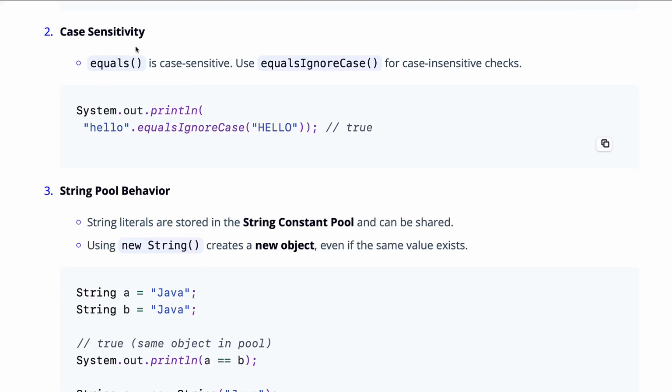If you want to do a case insensitive comparison, you can use equalsIgnoreCase. Equals is case sensitive, equalsIgnoreCase is case insensitive. So if you do equalsIgnoreCase on hello and hello, you can see that here everything is lowercase and here everything is uppercase. And you can still see that the output would be true because equalsIgnoreCase would ignore the case. It will only compare the characters.